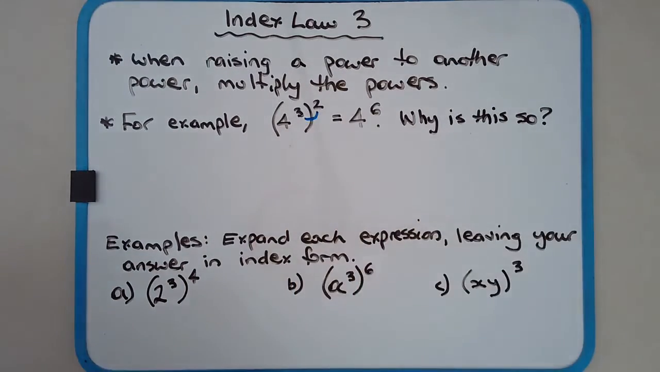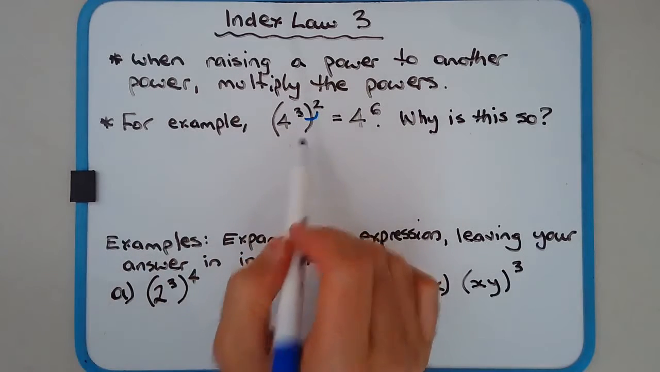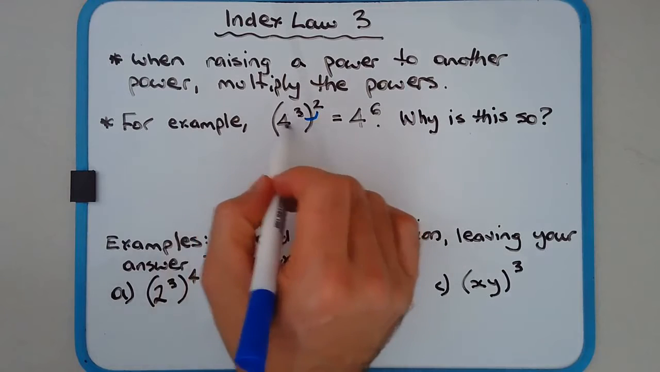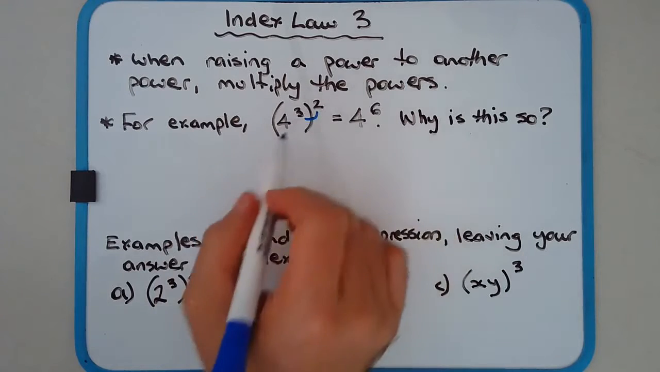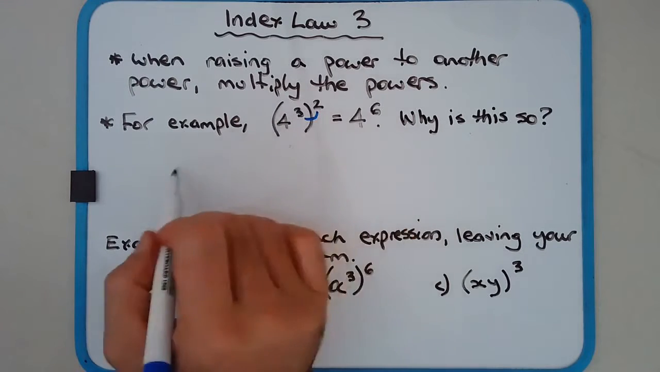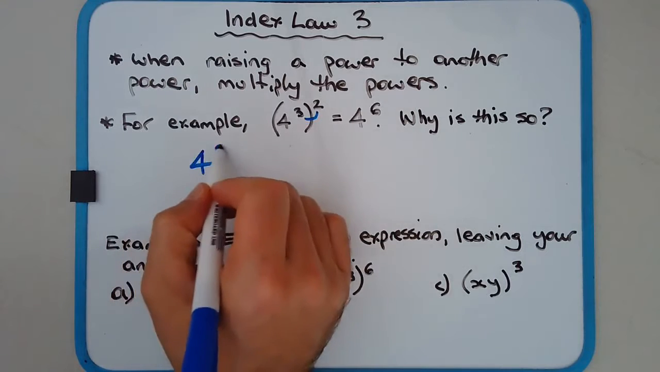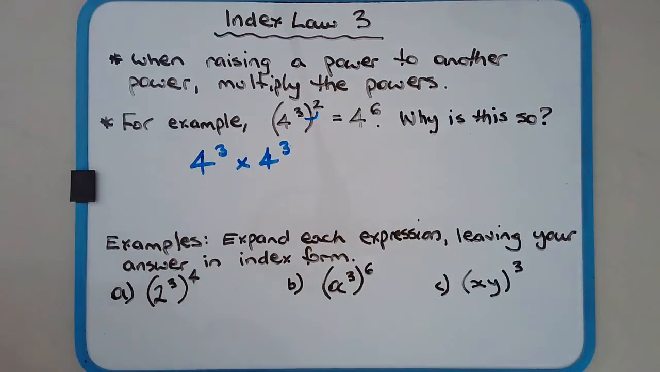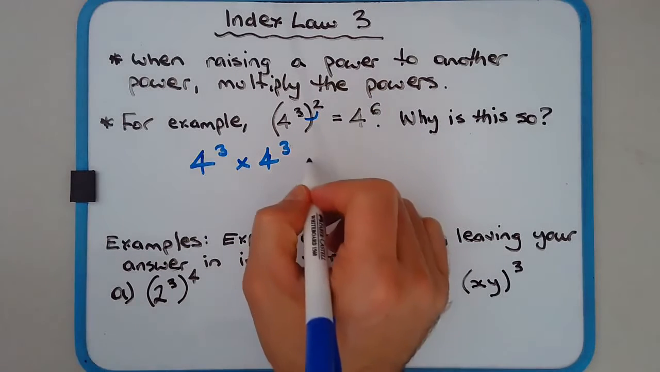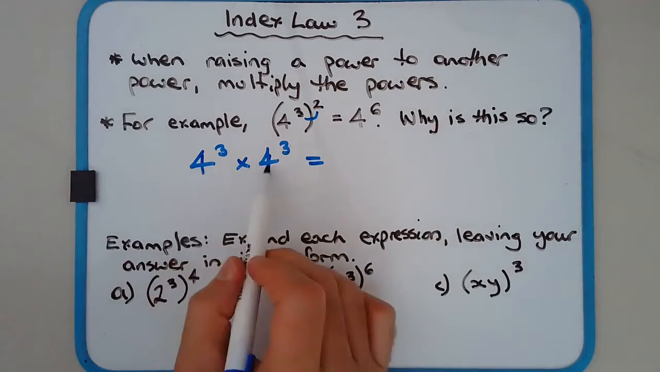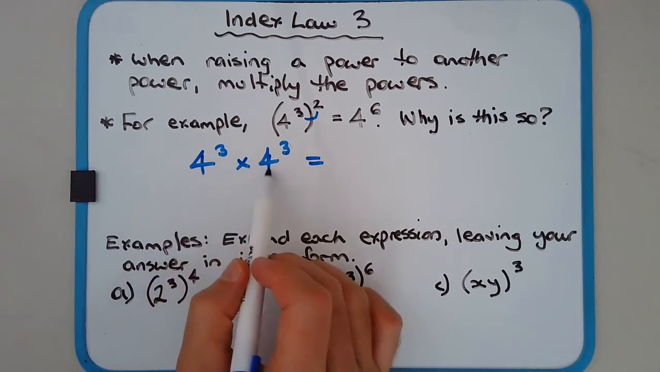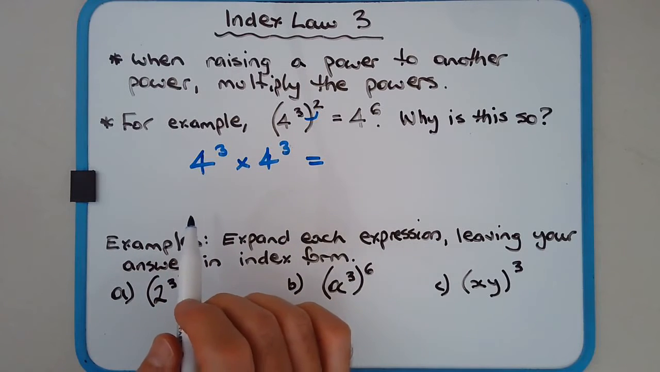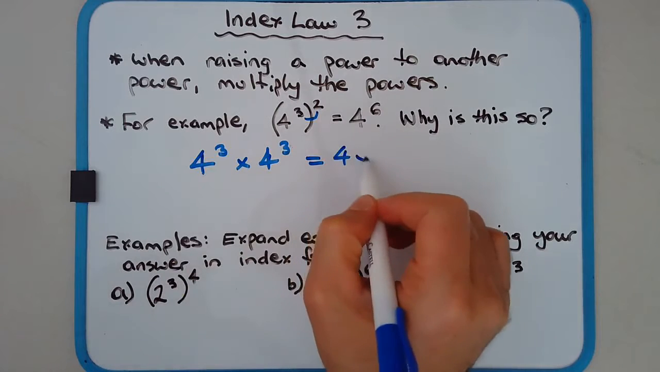So how come? Why is this so? The first thing we do, we're going to expand the brackets. So 4 cubed, or 4 to the power of 3, all squared. That really means that whatever's in the brackets is repeated twice. So we're going to write it as 4 to the power of 3 times 4 to the power of 3. And we know from index law number 1 that when you multiply two terms with the same base, you add the indices together.